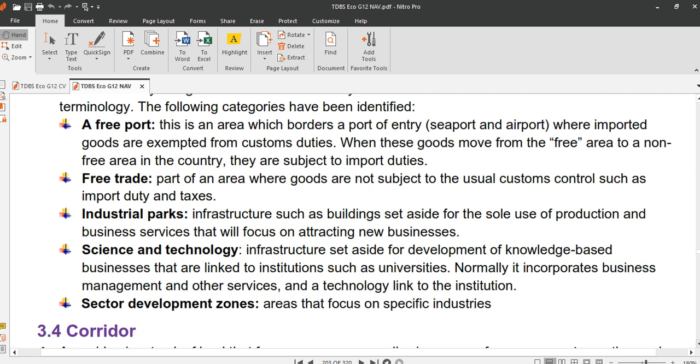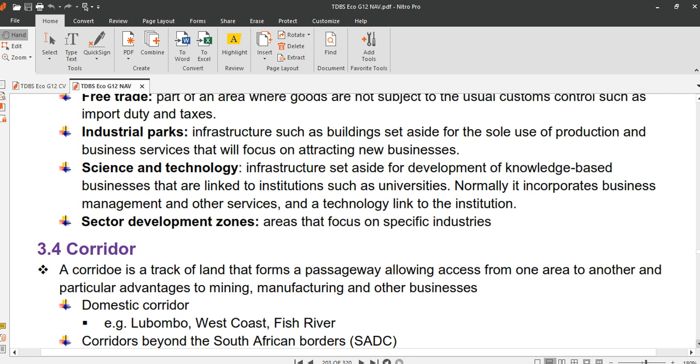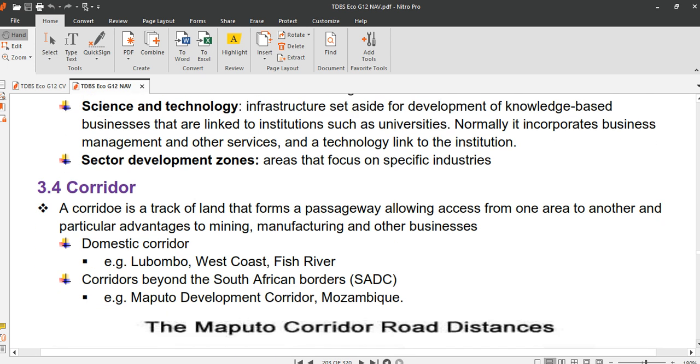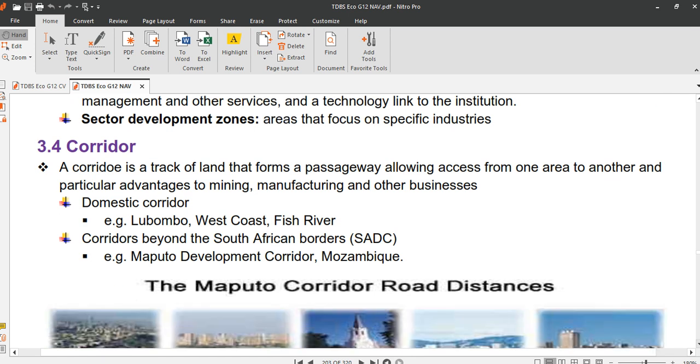Science and technology: infrastructure set aside for development of knowledge-based businesses that are linked to institutions such as universities. Normally it incorporates business management and other services, and a technology link to the institution. Sector development zones are areas that focus on specific industries. Now what is a corridor?